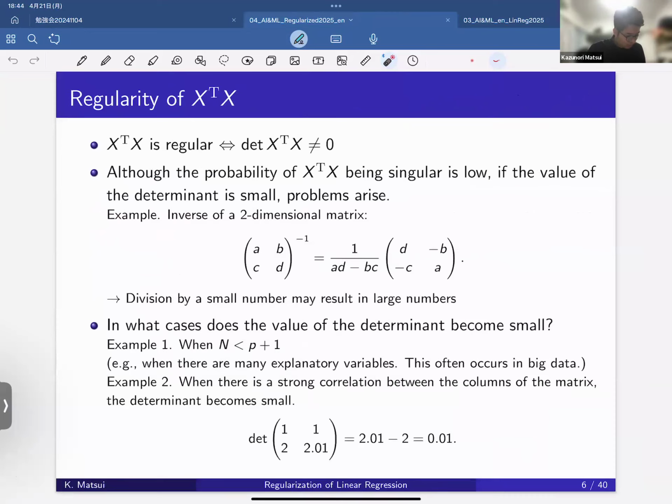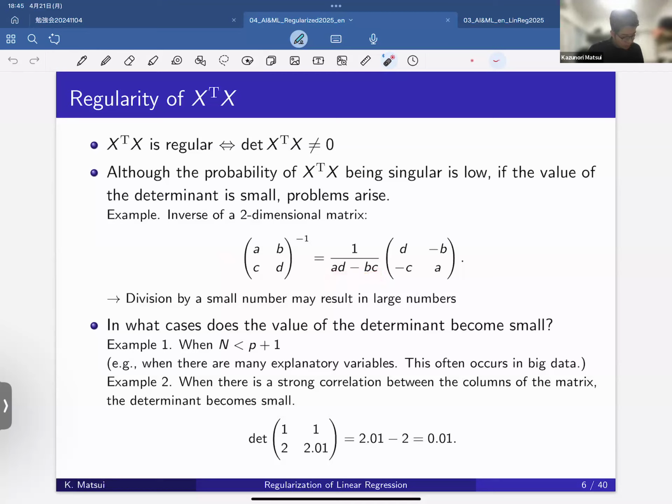X^T X having an inverse matrix, that is, being regular, is the same as its determinant not being zero. Since data contains noise, the determinant is rarely exactly zero, so the possibility of X^T X not being regular is low. But when the value of the determinant is small, problems can happen. For example, the inverse of a two-dimensional matrix is given like this. The AD minus BC here is the determinant of the original matrix. So when the determinant is small, we are doing something close to division by zero. When we divide by a small number, the result can become very large.